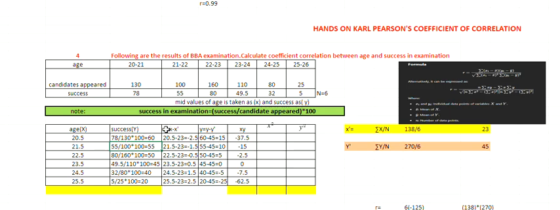55 by 100 into 100. Next, 80 by 160 into 100. 49.5 divided by 110 into 100. 32 by 80 into 100. So you will get the exact value of y.